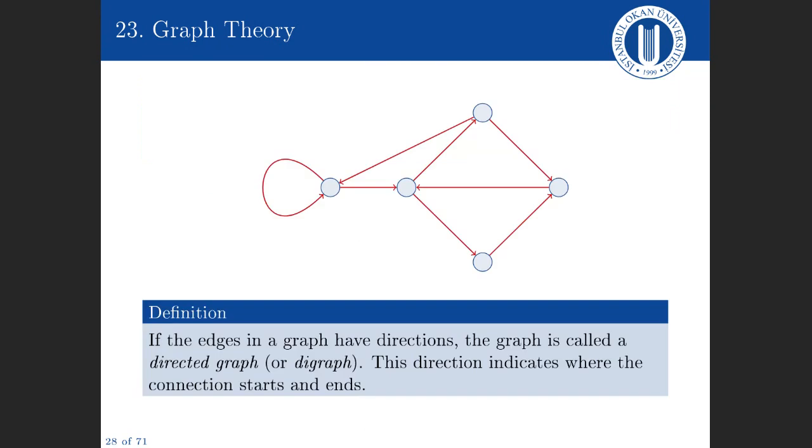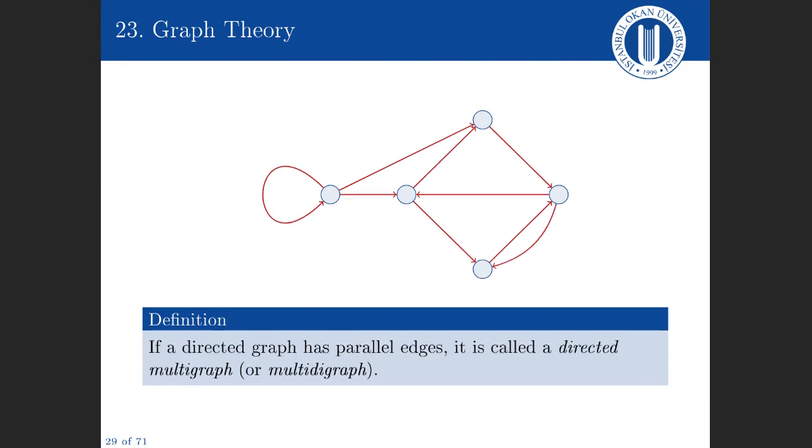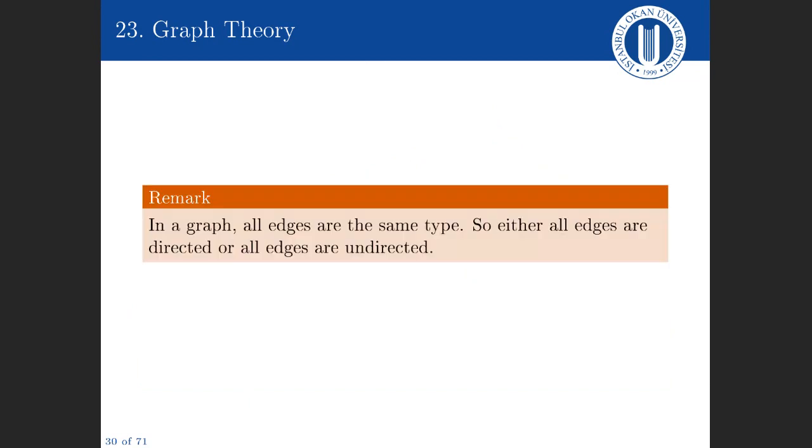Sometimes we might want to assign directions to the edges. And instead of just lines, we show this using arrows. If the edges in a graph have directions, then the graph is called a directed graph or digraph. If a directed graph has parallel edges, then it's a directed multigraph or multidigraph. In a graph, all of the edges are the same type: they all either don't have a direction and we draw them as lines, or they all have directions and we draw them as arrows. We never mix the two types of edges together.